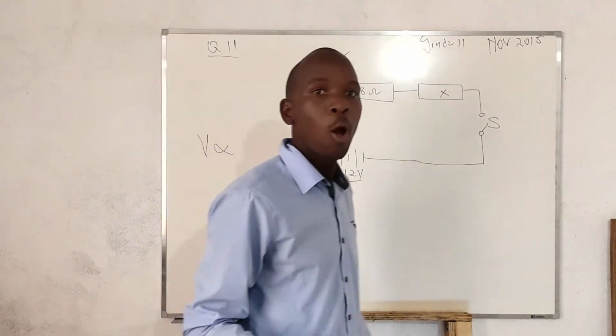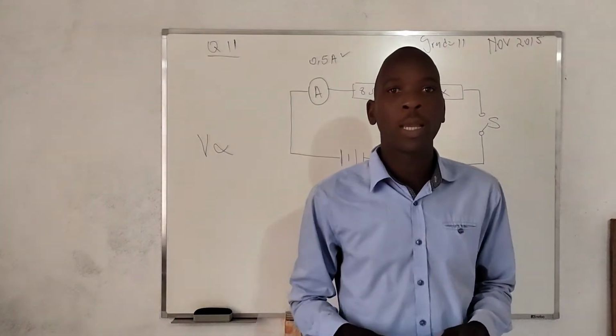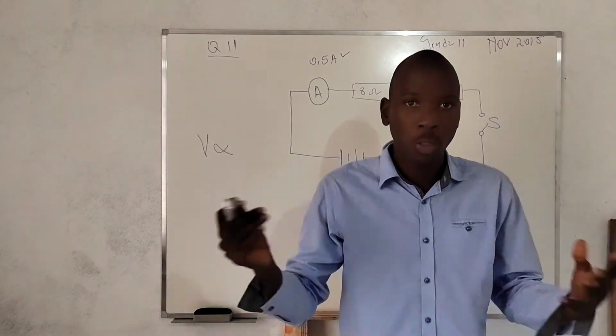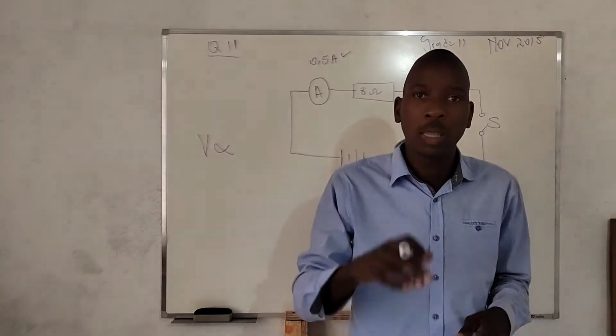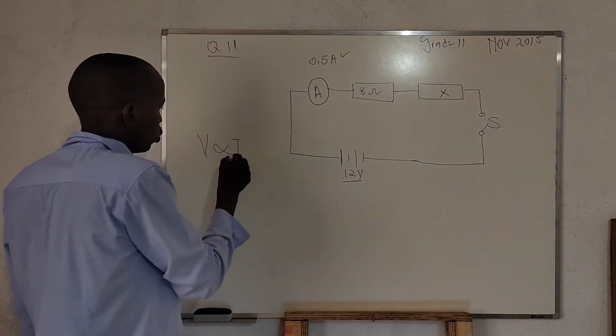Let me say that again. Potential difference across a conductor is directly proportional to the current in the conductor, provided the temperature is constant. If the temperature is constant, it also implies that the resistance is constant. So this is Ohm's law.